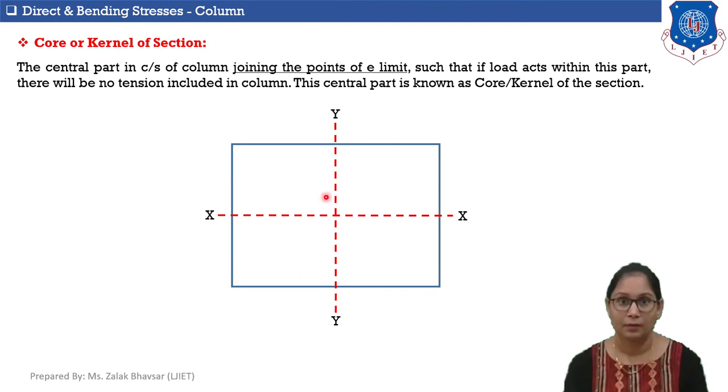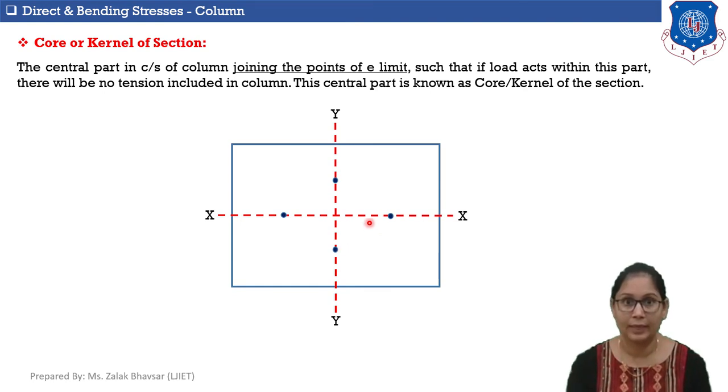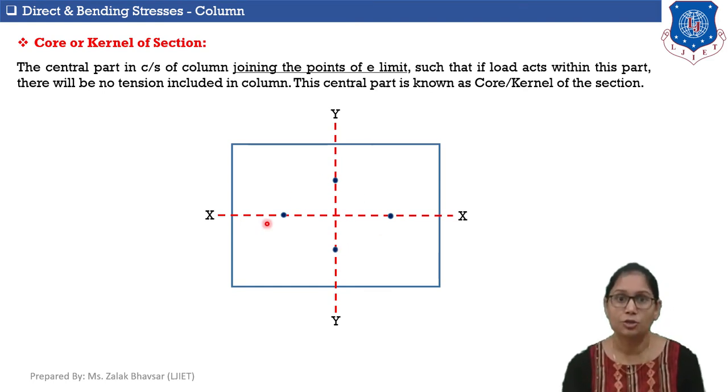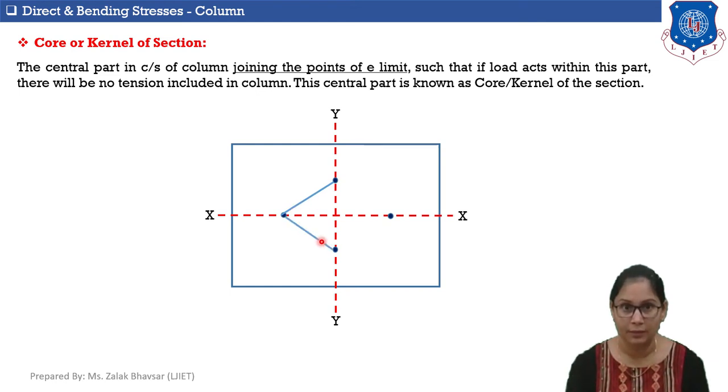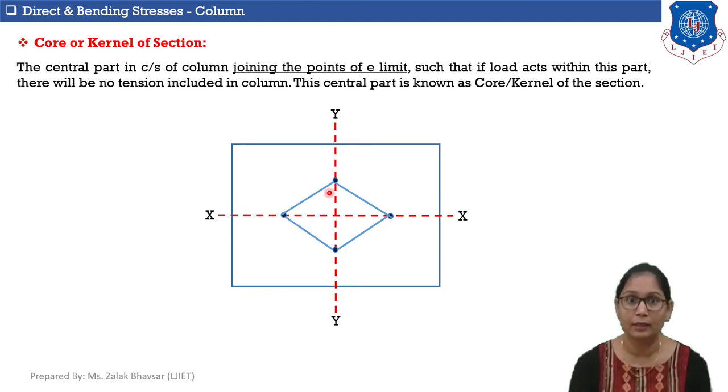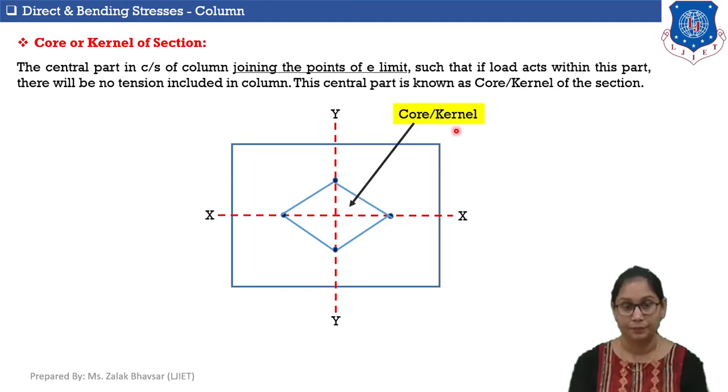Now I am marking the points of e limit in a column section, and by joining the points of e limit I get one central part of this column section. This central part, generated by joining the points of e limit, is known as the core or kernel of the section. It means if this column section is loaded with an eccentric load within this central portion, then there will not be any tension generated in the column section.